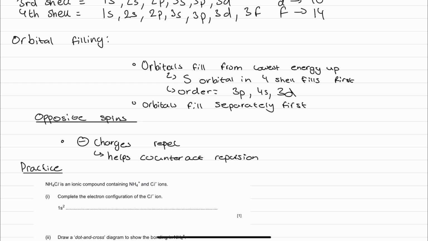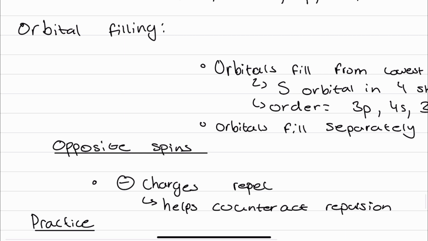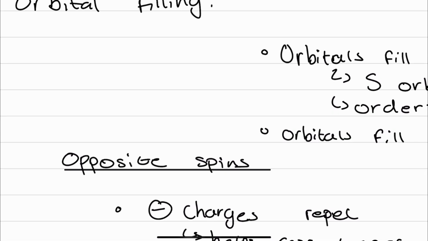Orbitals fill from the lowest energy up, meaning that the s orbital always fills first. So what do I mean by the s orbital always fills first? Well, we can show this through a diagram. Now, this diagram, you don't need to know how to fill in. This is a first year degree level diagram. However, it's just good to get an understanding as to what I mean by the s orbital fills in first.